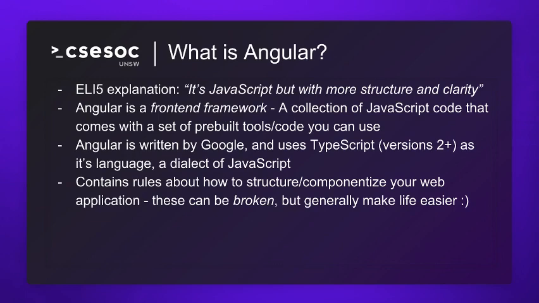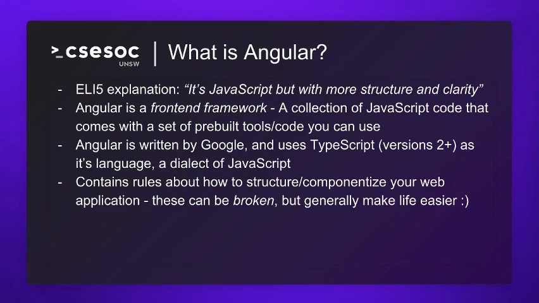So what is Angular? I'll let Emmett take this part over. Okay. Angular is basically JavaScript, but with a lot more structure and clarity. A long time ago, a lot of people decided that JavaScript on its own wasn't enough to fully support a full-scale web application. So a lot of people started making frameworks that you can use to structure your application in a more efficient way. Angular is one of these. It's a product of Google, and it's a selection of JavaScript code that comes with a set of pre-built tools and code that you can use to structure your application.